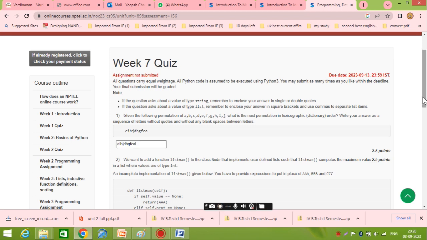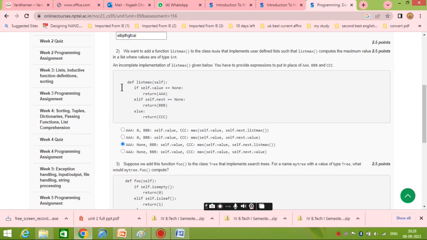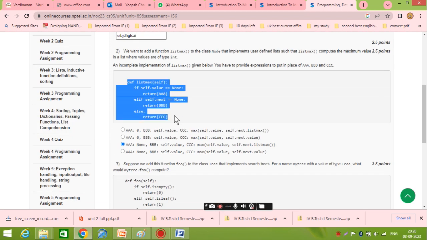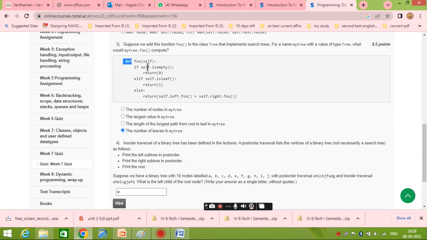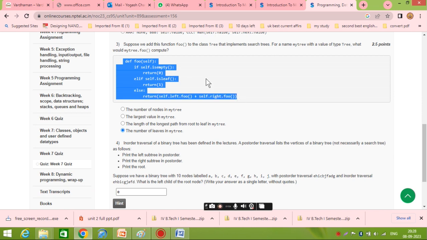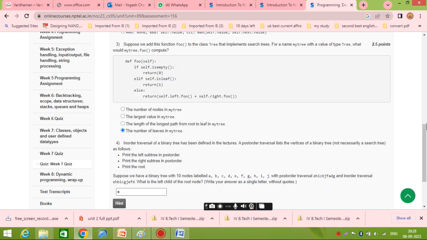Okay, done. To solve question number 2, we already told you to write this question in your compiler, then you will get this answer. And the third question, you should also write it in the compiler. We will not waste your time; compile it and you will get this answer.